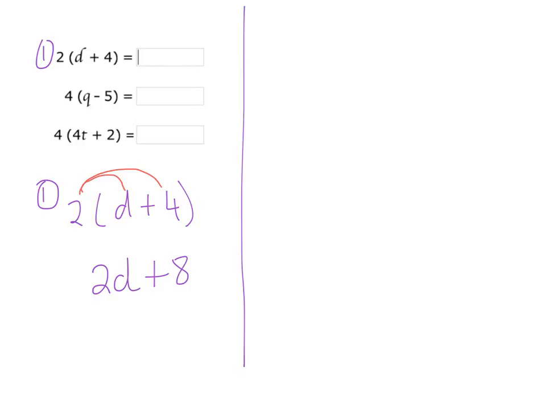Just draw a line here. Number 2 is 4 bracket q minus 5. And again, I'm going to use my lines here. And 4 times q gives me 4q.